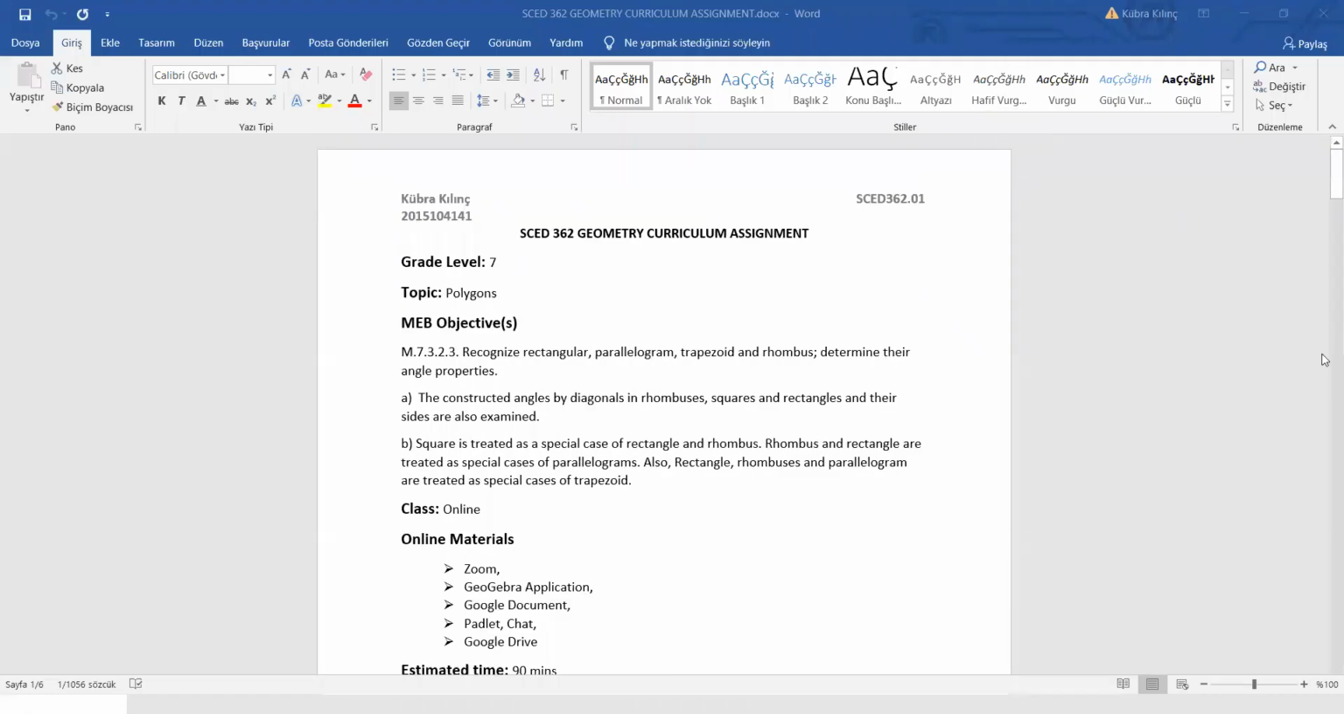Hello, I am Kübra. My subject of the activity is polygons for 7th grade level students. Thanks to the activity, students will be able to recognize rectangle, parallelogram, trapezoid, and rhombus and determine their angle properties.